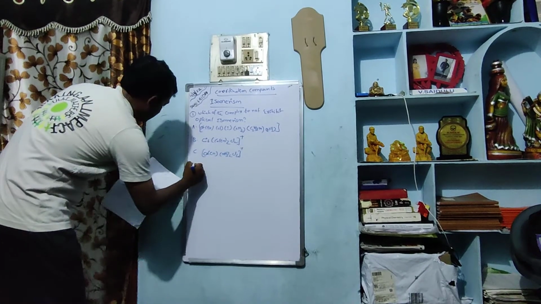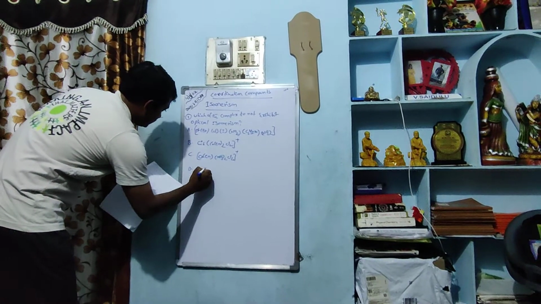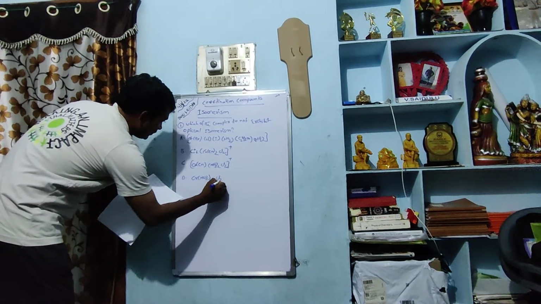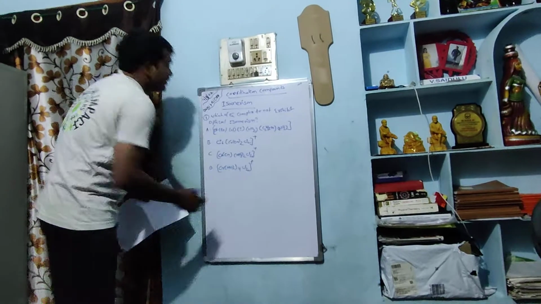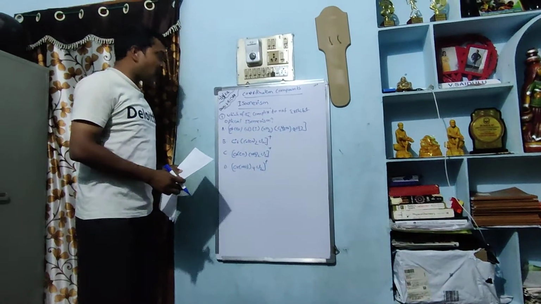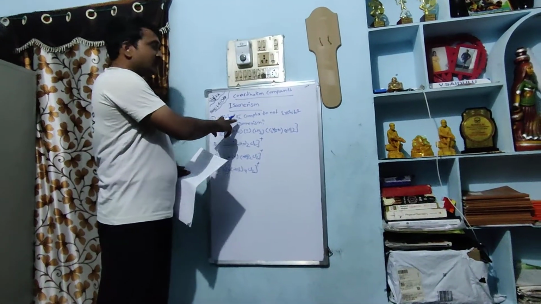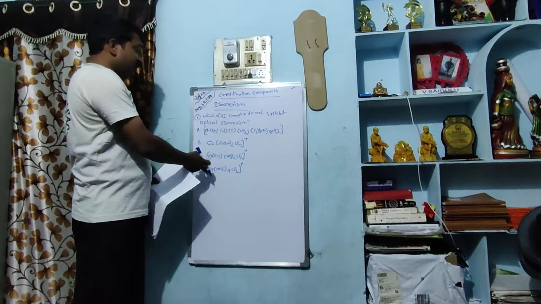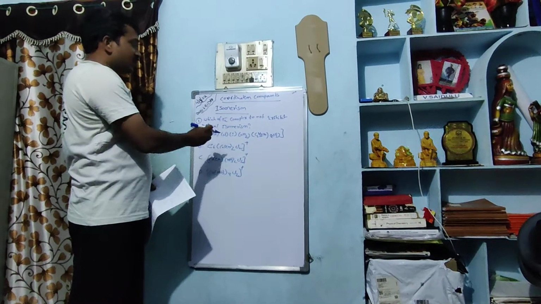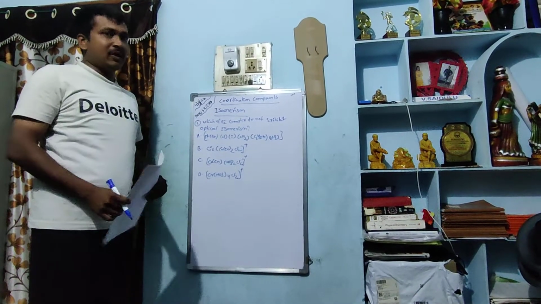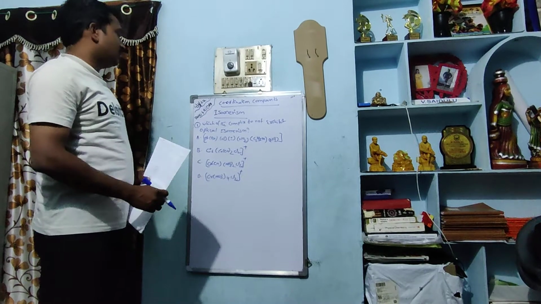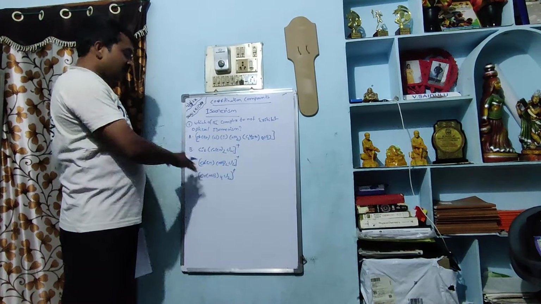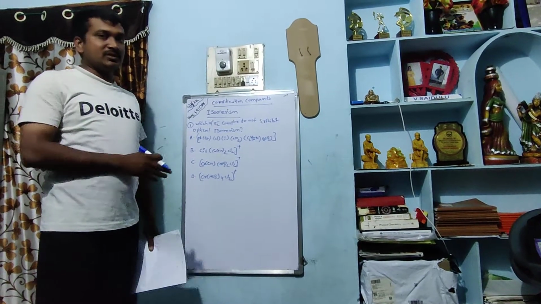If you take another option, chromium tetraammonium dichloride. If you take these four options, what is the question? Which of the complexes do not exhibit optical isomerism? In these four options, which one does not show optical isomerism? How to? First of all, we have to discuss which one will show, then we eliminate which one does not show. This is what we have to explain.